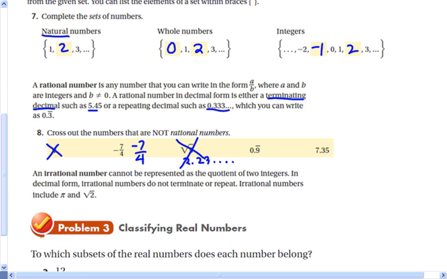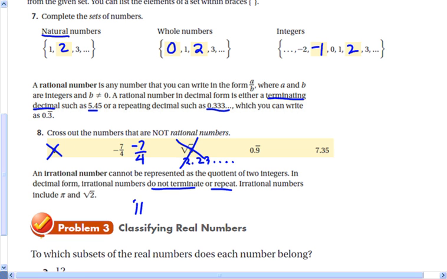0.99999, that is a rational number because it repeats. And 7.35, since it terminates, it ends, that is also a rational number. And an irrational number is any number that cannot be represented as a quotient of two integers. So if it has a decimal that does not terminate or repeat, then it's irrational, like pi.